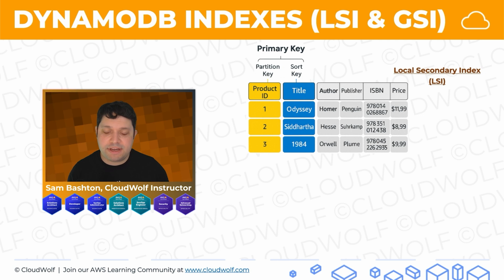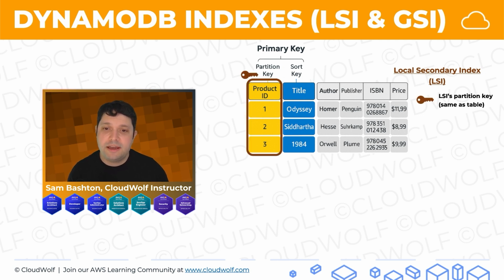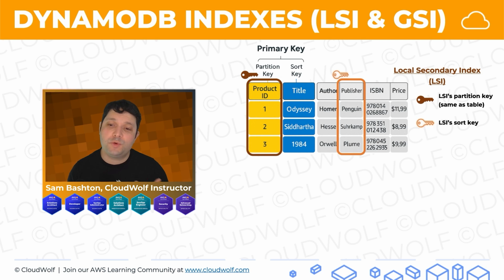A local secondary index is something we can define which shares the same partition key as the table, but has an alternate sort key. Now you might be looking at this example and saying, well, this doesn't look very useful because we have a unique product ID here, and so there's only ever going to be one row found in this particular example. And yes, you're quite right, but the concept still remains.